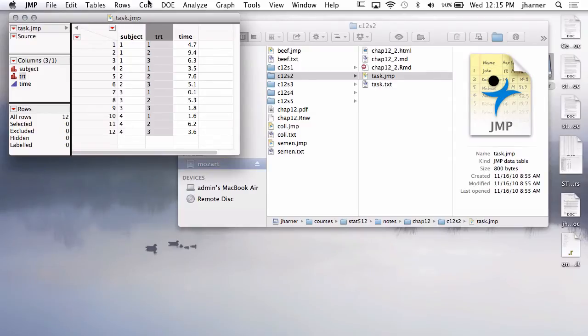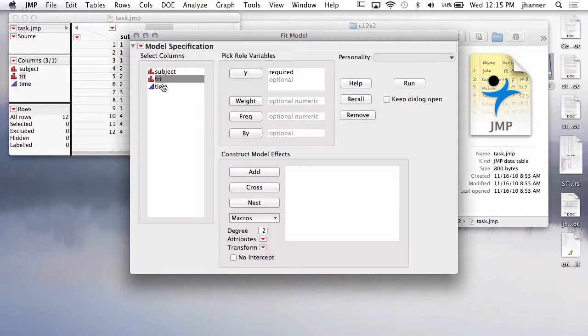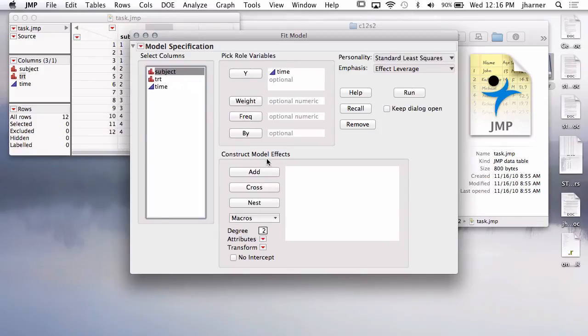So how would you fit this in JMP? If you were doing it in JMP, you'd simply say fit model, and then time will be Y, so I'll click on it. And then subject, I'm going to add it, and I'm going to add treatments. So you can think of it this way, time is on the left-hand side, and then in R you have a tilde, and then you have subject plus treatment. So down here we don't have a plus sign, we just have the terms, and that's an implied plus in the way R's notation is.